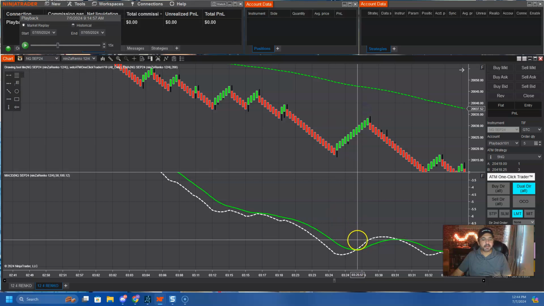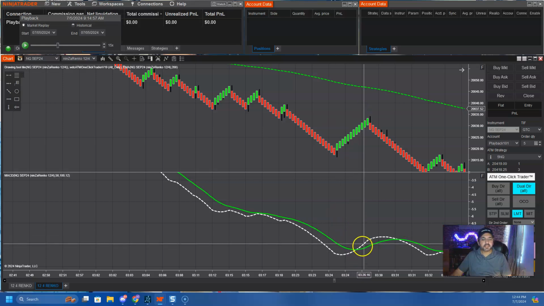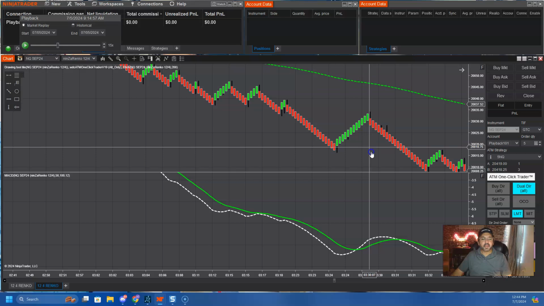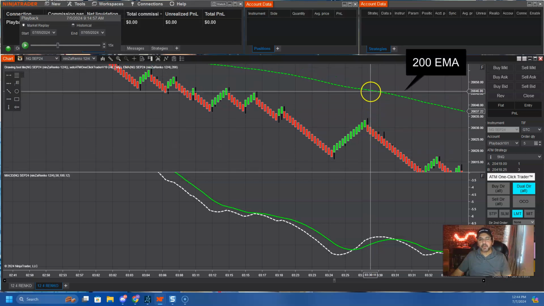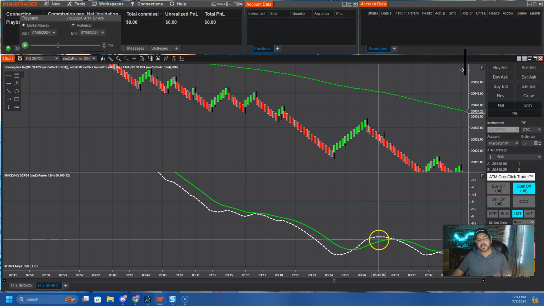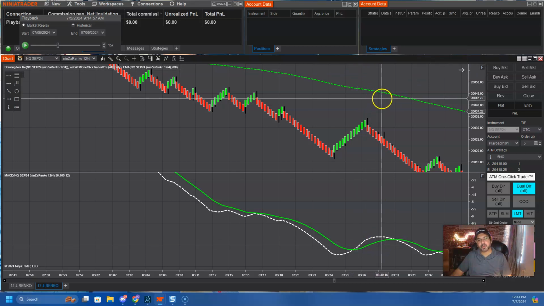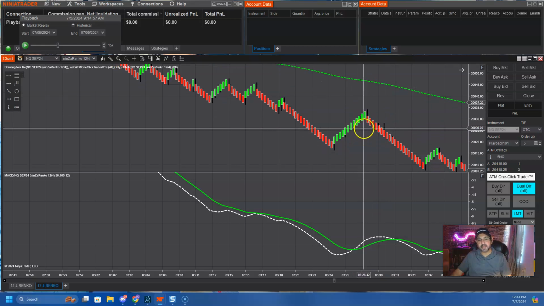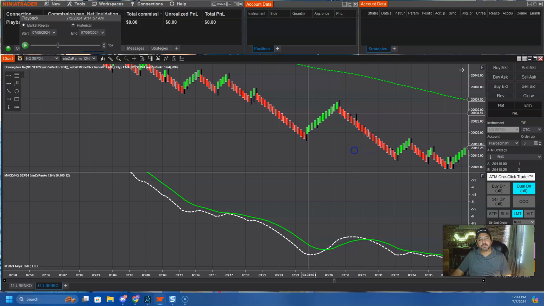The next crossover happened right here. Now this is above the green line. You can make a rule and say, I'm only going to look for short setups below 200. So even if it would have given me a long entry, I would have ignored it because we're below 200. It's totally up to you if you want to make that rule. If that is the rule you like, then you can ignore this.